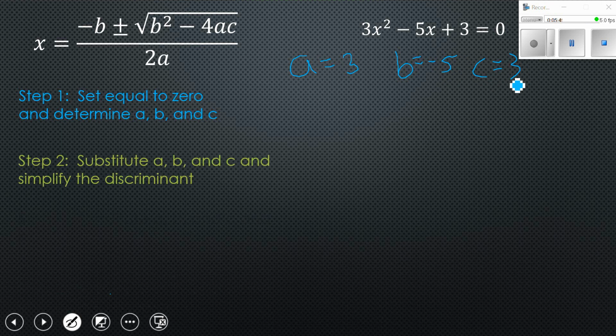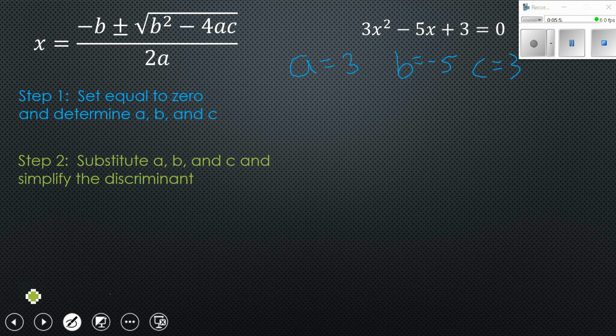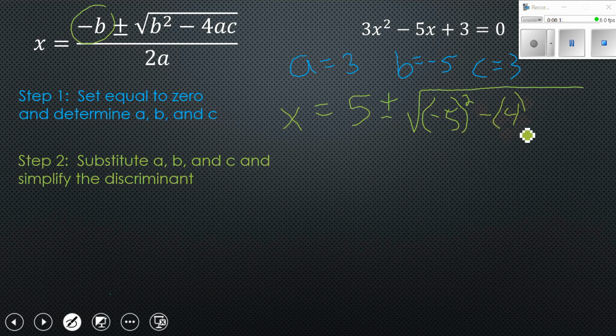It's going to be substitute a, b, and c and simplify the discriminant. Let's do that. So we've got x equals negative b. Now notice this time the b is negative, so we're going to make it opposite. A lot of times I teach to think about that as opposite b. So we'll put a 5 there, and then our plus minus. And we've got our square root of b squared. Again, we're going to use parentheses, especially on a problem like this where we're going to get a negative discriminant. That's 4 times a times c, and that's all over 2 times a.